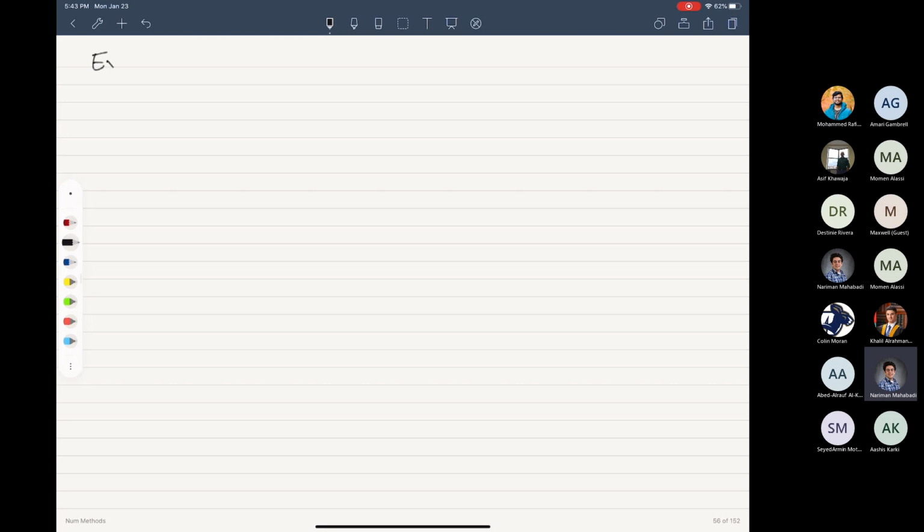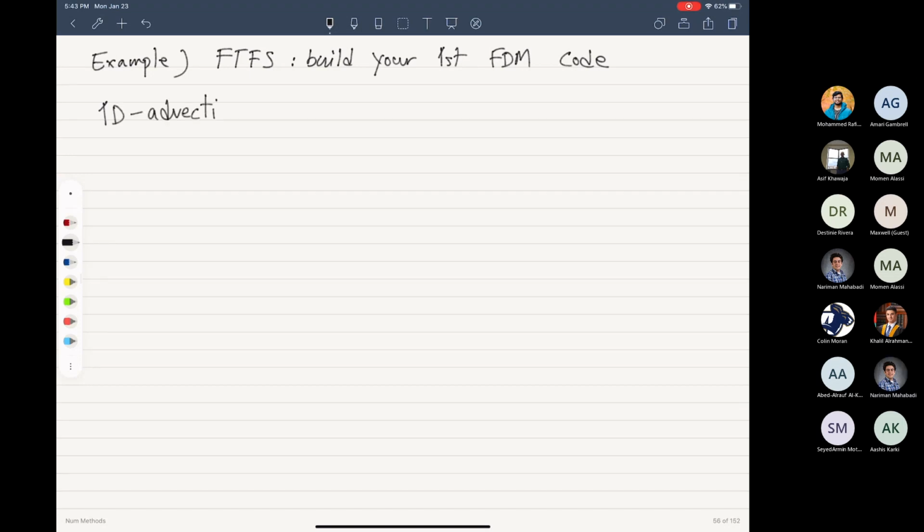Okay, so this is the example again. Let's use FDFS and build your first FDM code. Yeah, it's also a code, but it's in Excel, right? So on the advection, this is our equation. Again, I just write negative V. It could be C, anything. And it's an advection of a pollution.